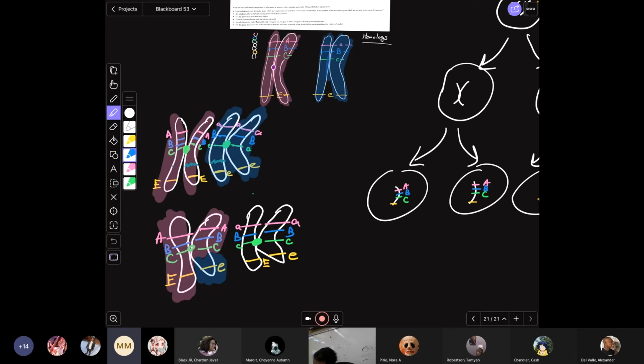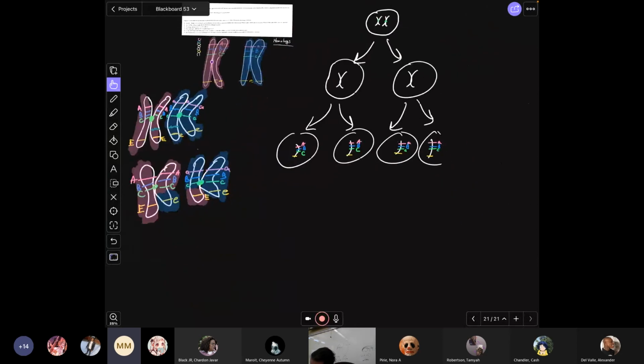This one's still mostly dad's chromosome, but there's a little bit of mom's chromosome that got switched over. That's where that big E came from. And the other one's just a whole 100% dad's. So when you see crossing over, that's why we say that E is not linked, because it doesn't have to move with A, B, and C.